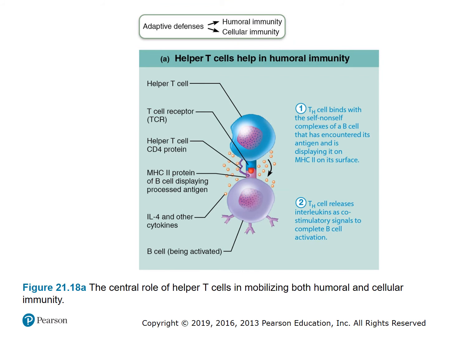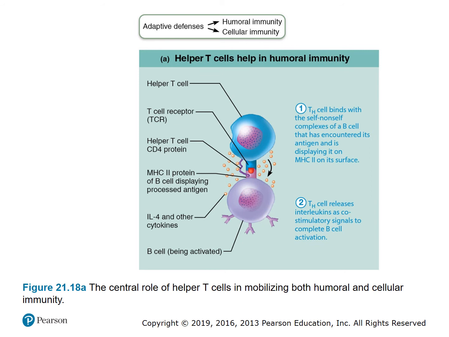Figure 21.18a, the central role of helper T cells in mobilizing both humoral and cellular immunity. So here we can see a helper T cell that helps in humoral immunity. There's the helper T cell, the T cell receptor, and the MHC protein of the B cell displaying a processed antigen. So here is a B cell that is being activated.